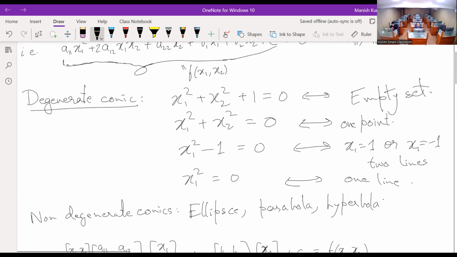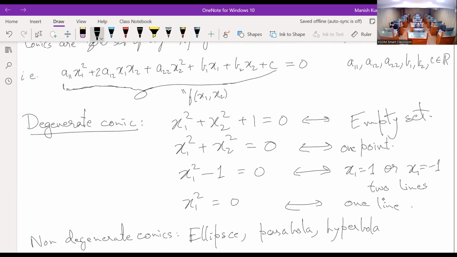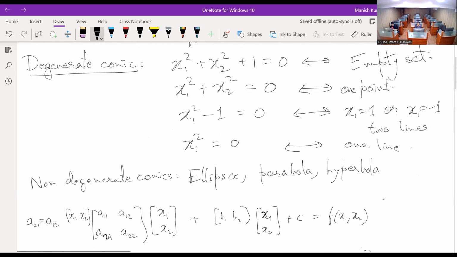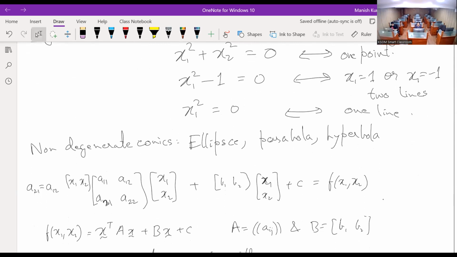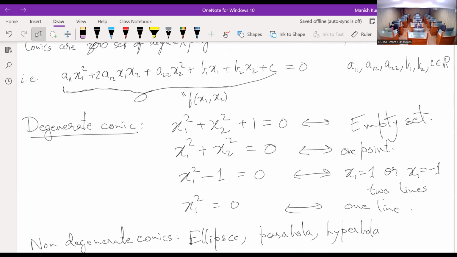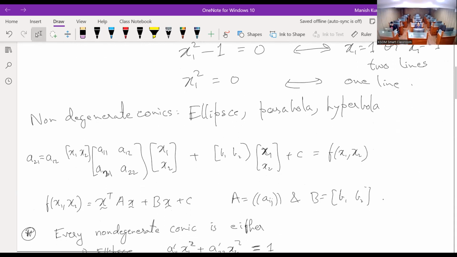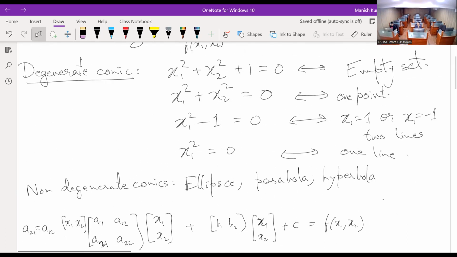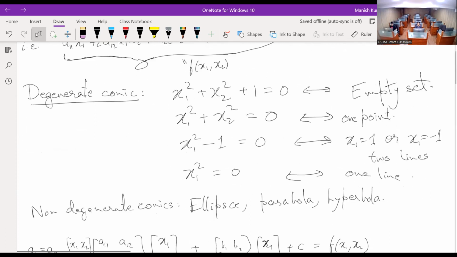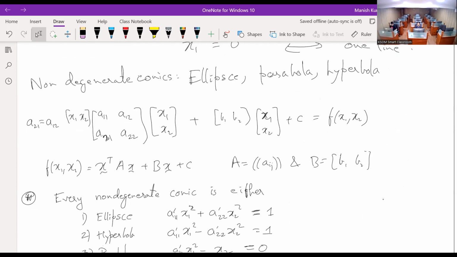So this equation, A11 X1 squared plus 2 A12 X1 X2 plus A22 X2 squared, these three terms come from this multiplication. And then B1 X1 plus B2 X2, you can get it by this multiplication. And then C is some constant, some real number. So you can write F(X1, X2) in this form, where Aij is a symmetric matrix.